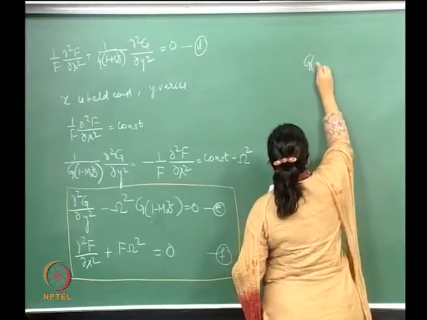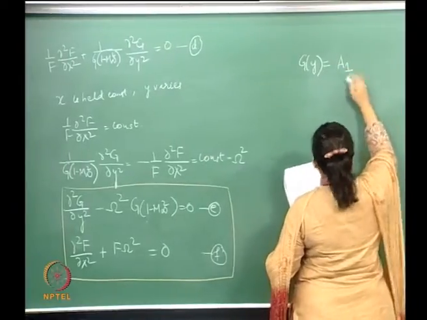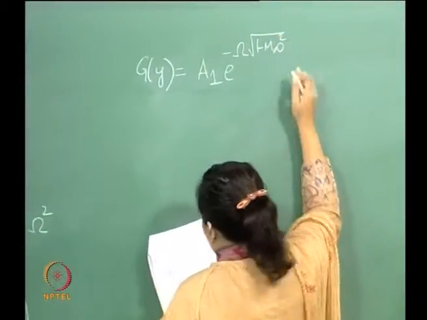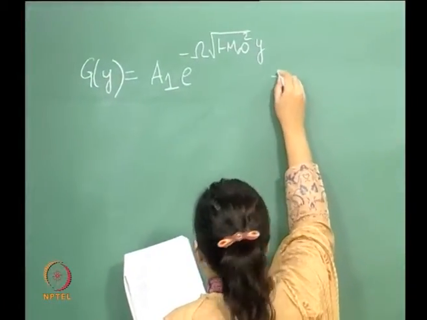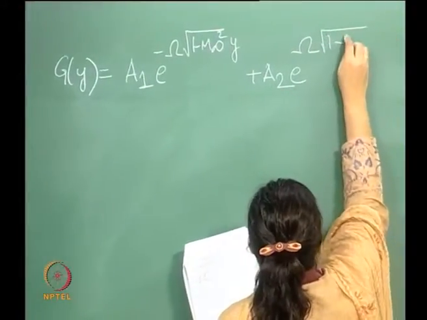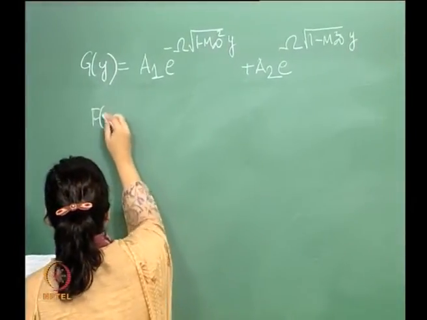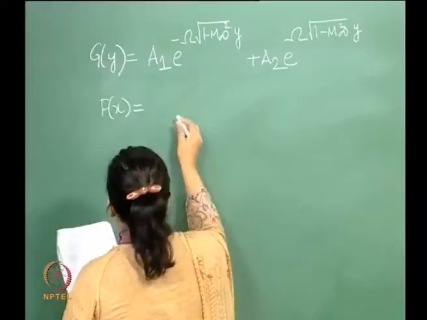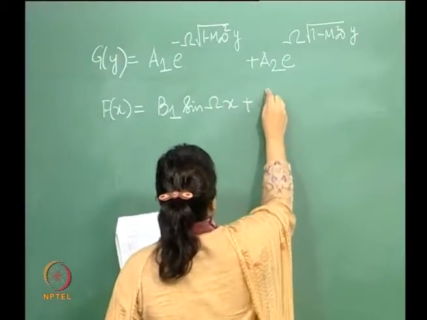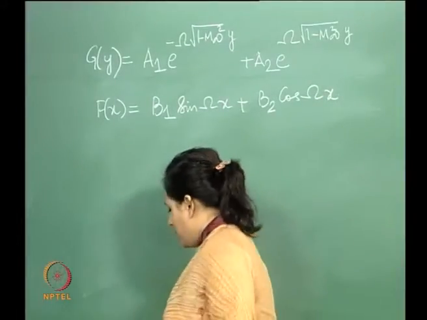So, then the G solution is given as, again we have constants, okay, and f(x) has, okay. So, this is my ready-made solution.